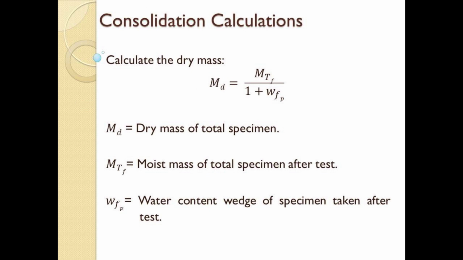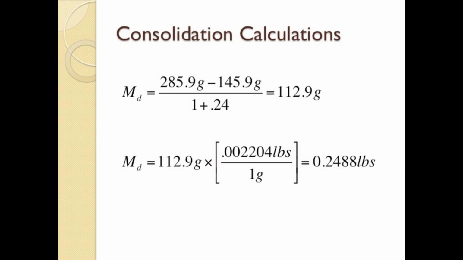We will first calculate the dry mass of the total specimen. The dry mass of the total specimen is equal to the moist mass of the total specimen after test, divided by 1 plus the water content of the specimen taken after the test in decimal form. After the test, the mass of the ring plus wet soil was weighed to be 285.9 grams. The weight of the ring initially was 145.9 grams.